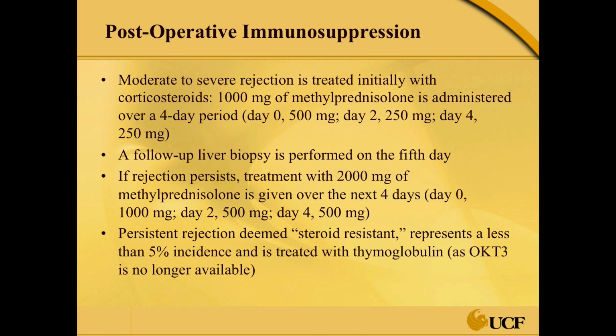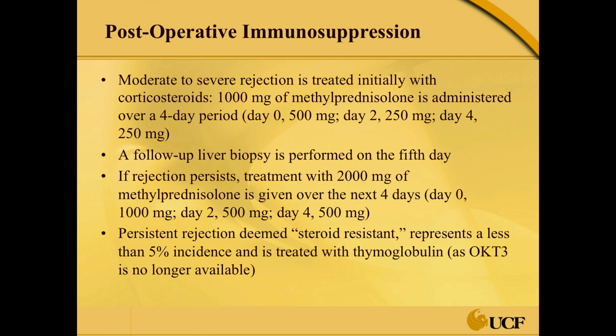Moderate to severe rejection is treated initially with corticosteroids, so we might give a gram of methylprednisolone administered over a 4-day period. So day 0, they get 500 milligrams, day 2, 250 milligrams, day 4, another 250 milligrams. So we're giving them a 500 milligram bolus essentially, then followed by 250 milligrams and another 250 milligrams.